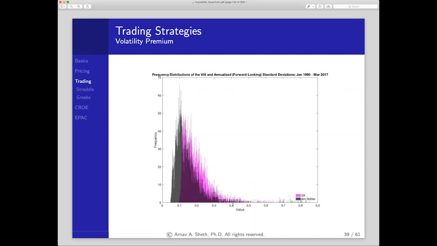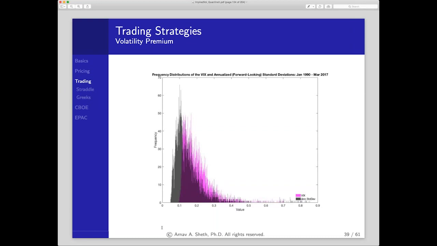A quick and dirty way to look at this is simply to look at the distributions of the VIX, which, as I said earlier, is the implied volatility of S&P 500 30-day options. And I'm looking at forward-looking annualized standard deviations. So the VIX is what Black-Scholes thinks the volatility should be, or what options markets expect the volatility to be. And the gray distribution here is what it turned out to be actually.